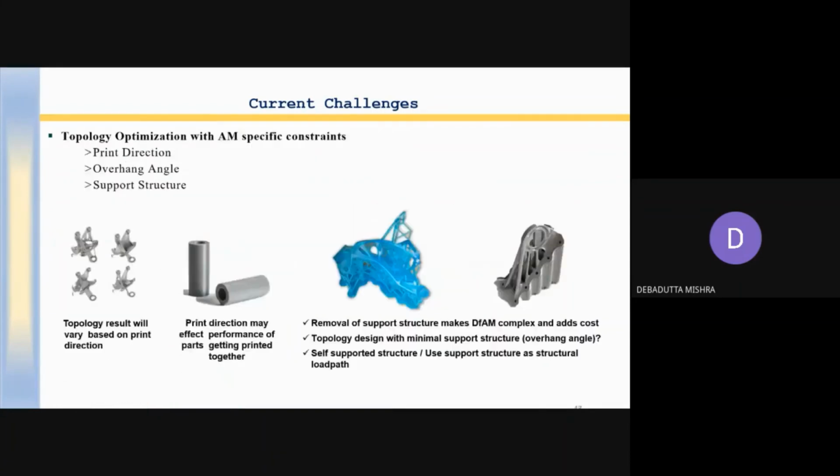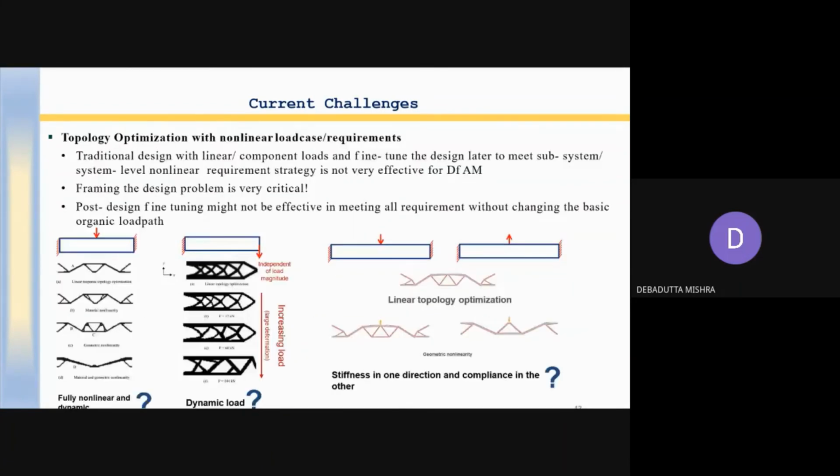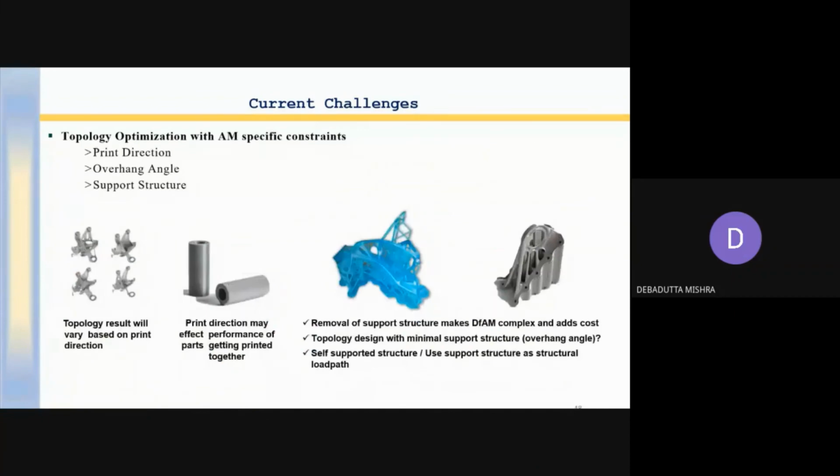The second one is topology optimization with additive manufacturing specific constraints, different constraints. Here, print direction is a constraint, overhang angle is a constraint, and support structure is a constraint. If you take care of the print direction, overhang angle and support structure, then you can have this topological optimization. In the first figure, you can see topology results will vary based on print direction. Here, different directions are there. In the second case, print direction may affect the performance of the parts getting printed.